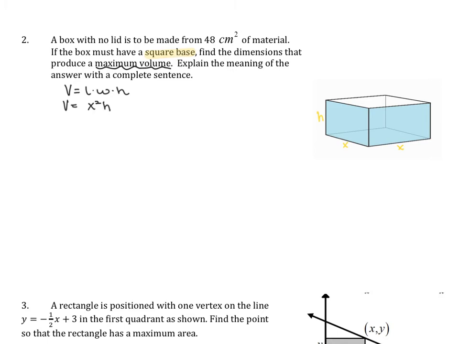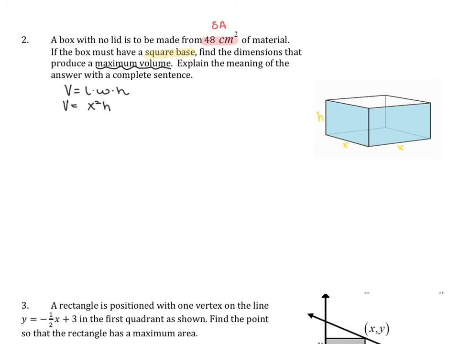So what secondary equation could I write? Hopefully what you noticed is that they gave us a surface area. Okay, they told us that the amount of material that we need is 48 centimeters squared. So this is the surface area. Well, let's think about the surface area of a box with no lid.